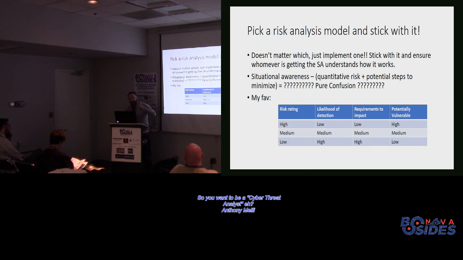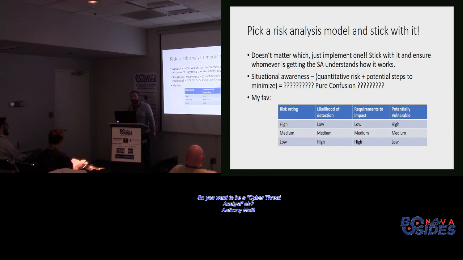I actually use this little risk rating that I have here, which is the likelihood of us actually detecting it, the requirements to actually impact somebody, and the potential that my organization is actually vulnerable. It's very, very, very simple. You can do this, you can choose your own. It doesn't matter, because the reality of the situation is you should be talking about a phishing email campaign or the next Russian this or Chinese that. If you're not actually providing that quantitative, you can show how you got there, that risk, with all those potential steps to minimize, when you push that information up, pure confusion happens. Pure traditional FUD. They're not going to understand what the heck you're saying.